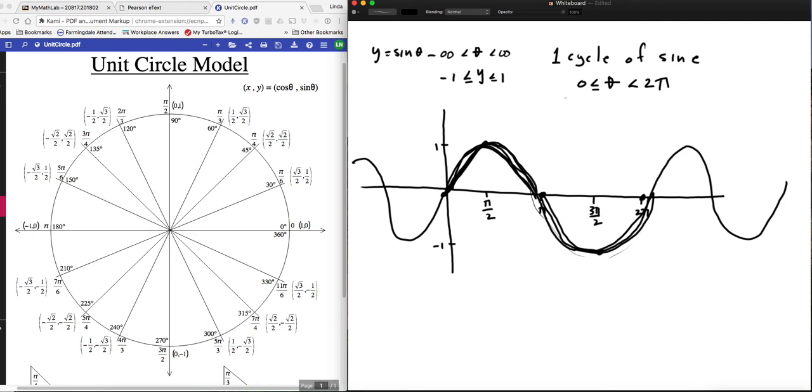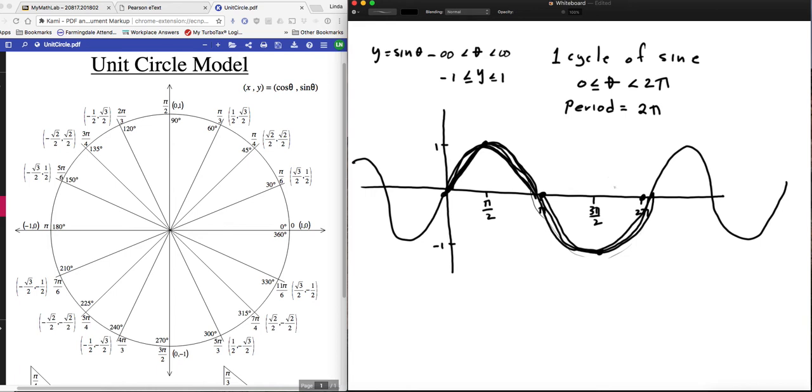All right. That cycle repeats itself over and over and over again, but that is considered one cycle. We refer to the length of that cycle as the period of the function. And the period of the sine curve is 2 pi, because we get one cycle between 0 and 2 pi.